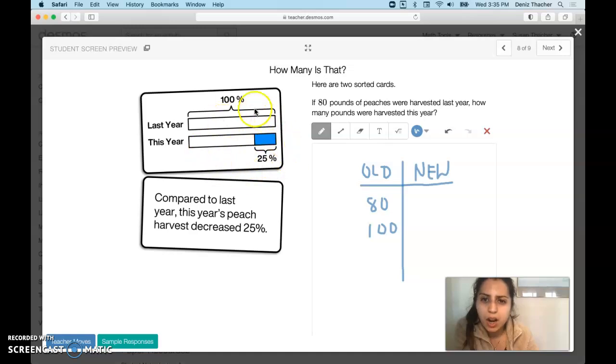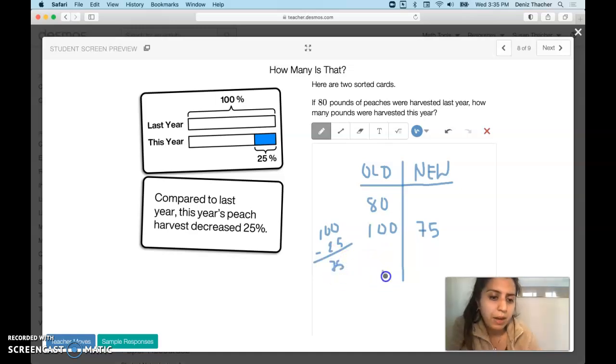If we take a look at our image and our situation, we can see that there is a 25% decrease. Here it says that with the words, and here you can visualize that. Because there is a 25% decrease, that is going to be less than 100. And 100 minus 25 is going to be 75. You can see here that I'm showing my work to keep track of everything that I'm thinking about.